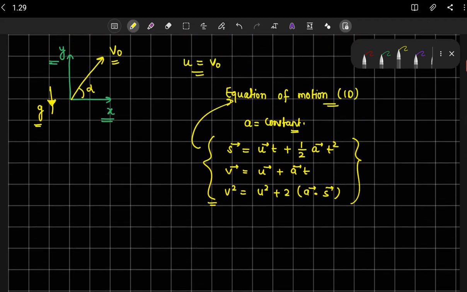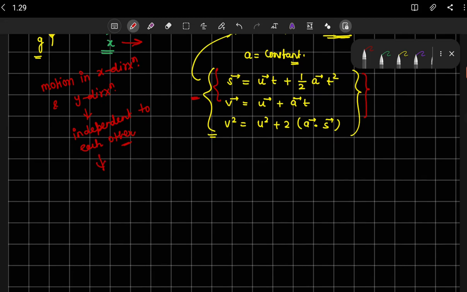Now if we talk about the two dimensional motion, how can we apply these one dimensional equations? For that we have to understand that motion in the x direction and y direction are both independent of each other. That means we can apply these equations of motion separately in the x direction and separately in the y direction, and then if we superimpose both, we will get the combined motion.